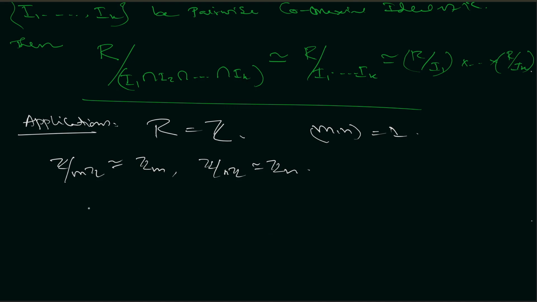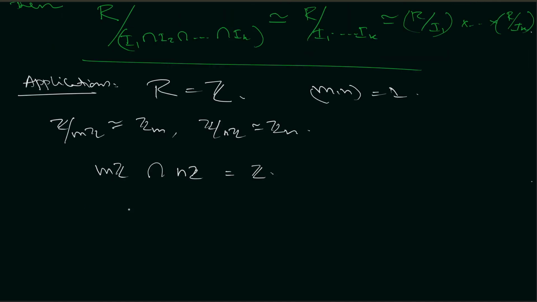The ideal generated by Mz intersection Nz is generated by the GCD of M comma N, and the GCD of M comma N is 1, so this is Z. And you can see that Mz plus Nz is Z, which means these are co-maximal ideals.